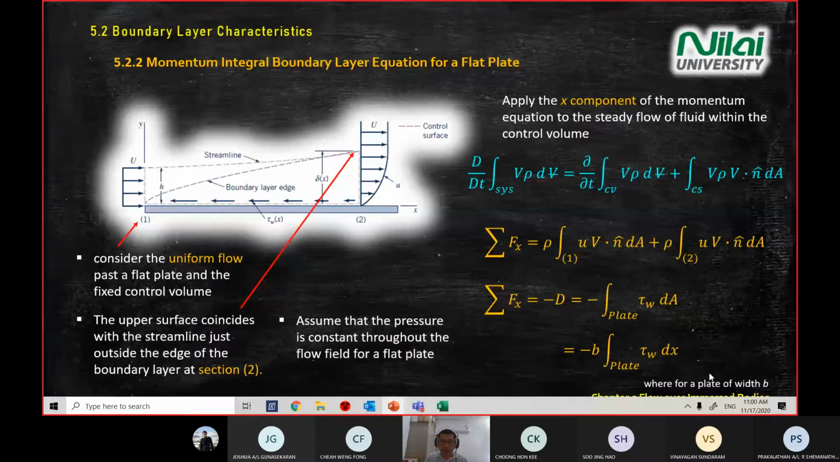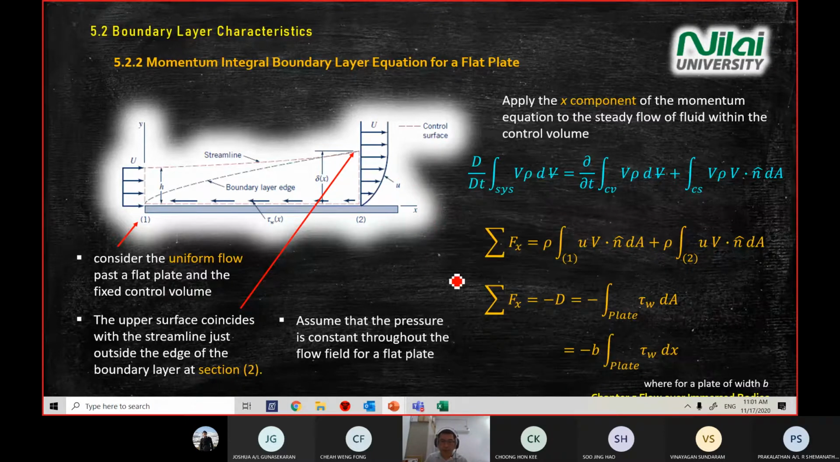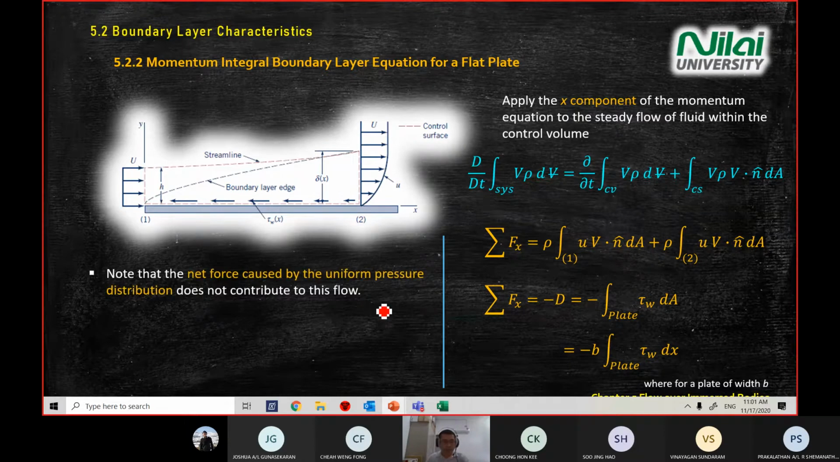And a note on B: B always represents the width of the plate. This is your P. Now we have cleared what the drag equation is, and then we need to combine it with the momentum equation. All right.